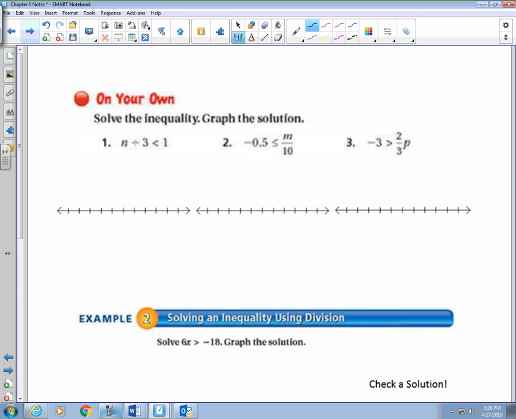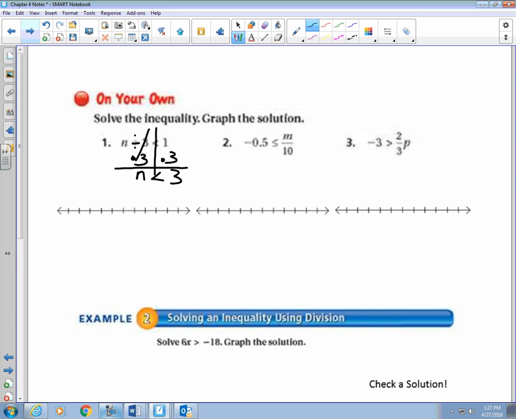So I think we have some on your owns. I'm going to do one more with you, and then we'll let you do the other two. So why don't I take care of number 1 here. I have n divided by 3 is less than 1. I divide my inequality into two halves, and I see that my variable is being divided by 3. To undo that, I need to multiply by 3. I'm going to do that on both sides. So divide by 3, multiply by 3 cancels out. And I end up with n, bring down my inequality, less than 1 times 3 is a positive 3.